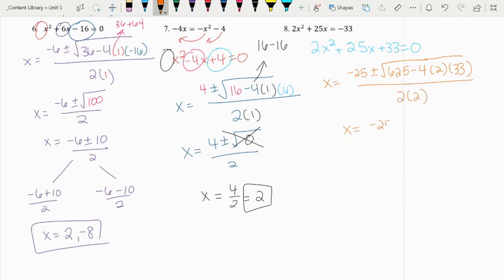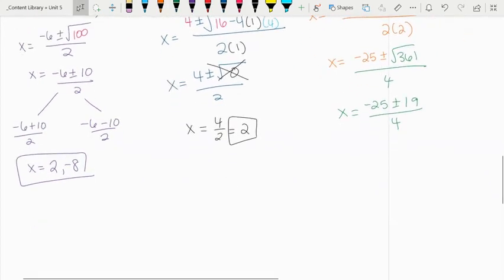So x equals negative 25 plus or minus. If we clean this up, it would be 625 minus 264, which gives you 361. 361 is actually a perfect square. The square root of 361 is 19. Now, it's not always going to be a perfect square. It might be an imaginary number. If it were negative, it would be imaginary, and you can't go any further. But a lot of times it will be like this.